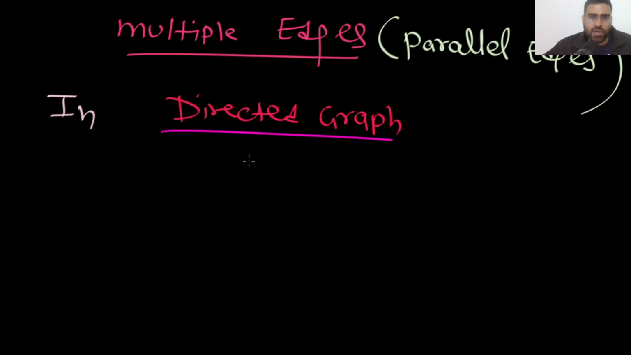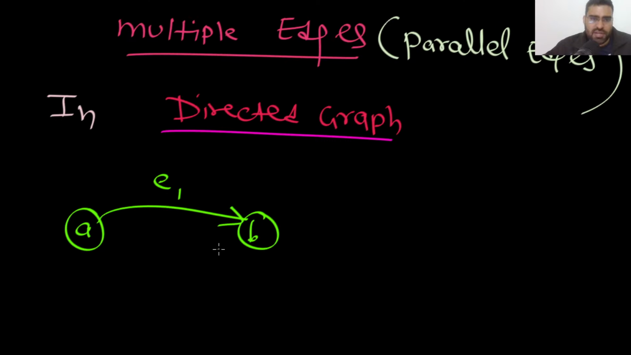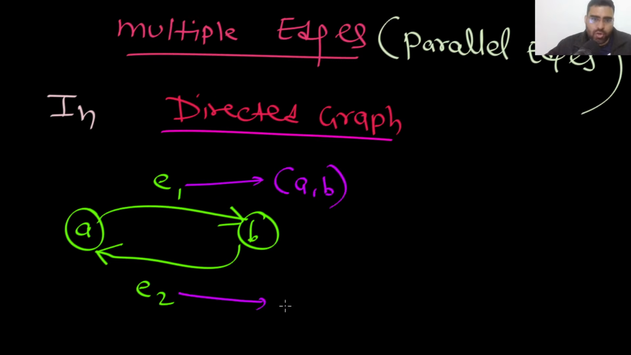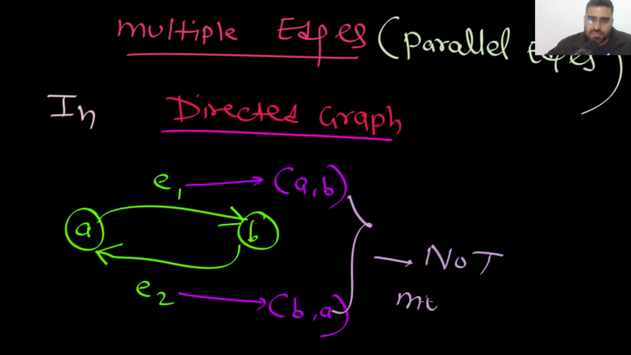In the directed graph, what will happen? A simple question I am asking: in the directed graph, can I say these are multiple edges? Look at this edge E1, look at this edge E2. Are these multiple edges? No, these are not multiple edges, because this edge is from A to B, and this is from B to A.